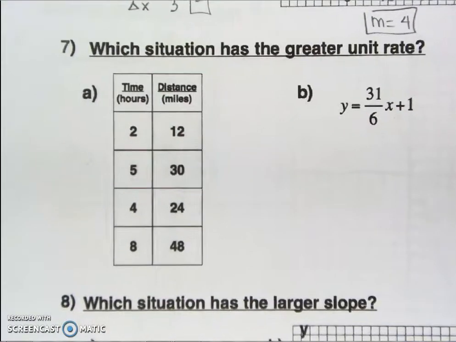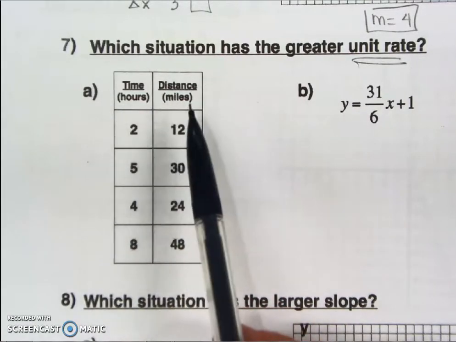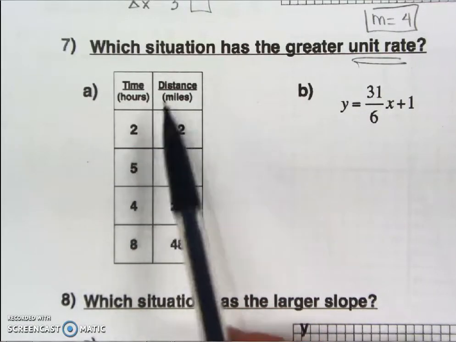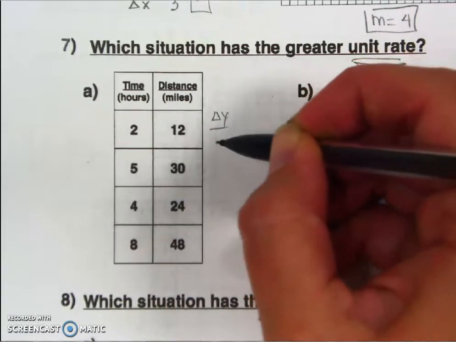All right, which situation has the greater unit rate? You'll notice they called it unit rate because it actually has some labels there. Time in hours versus miles for distance. All right, but still it's change in y over change in x.